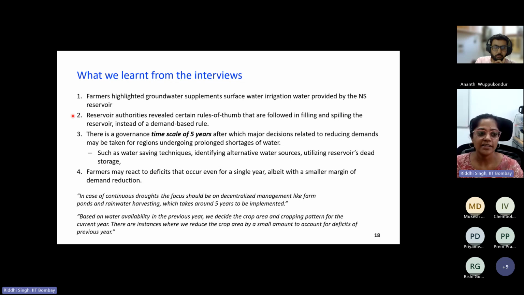We learned many other things like what are the rules of thumb sometimes reservoir authorities use in that region to fill and spill the reservoir, which was not coded in the model. So you will not be able to realistically reproduce the storage in the reservoir, which has happened in the historical time period. And we learned how farmers adapt to deficits. When they actually face deficit, they take different decisions if it's a short-term deficit and different decisions when the deficit may be of 5 years or so.